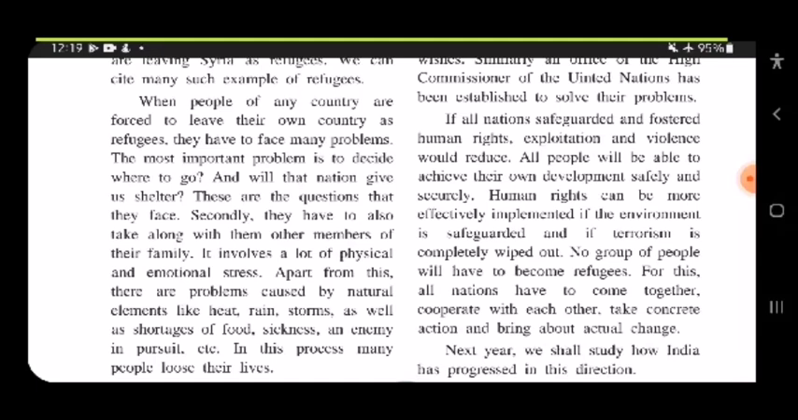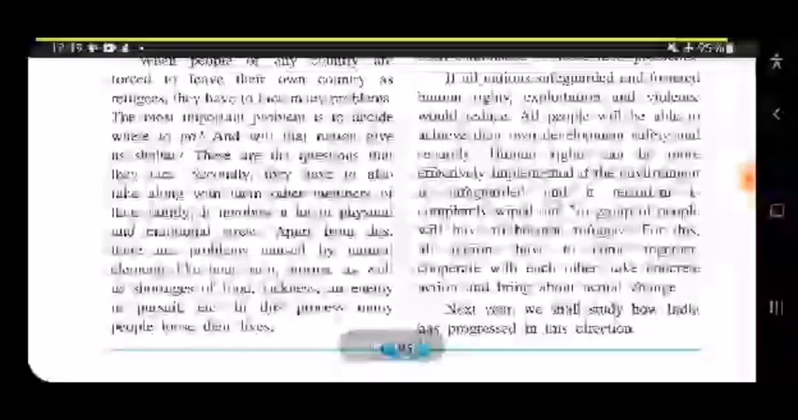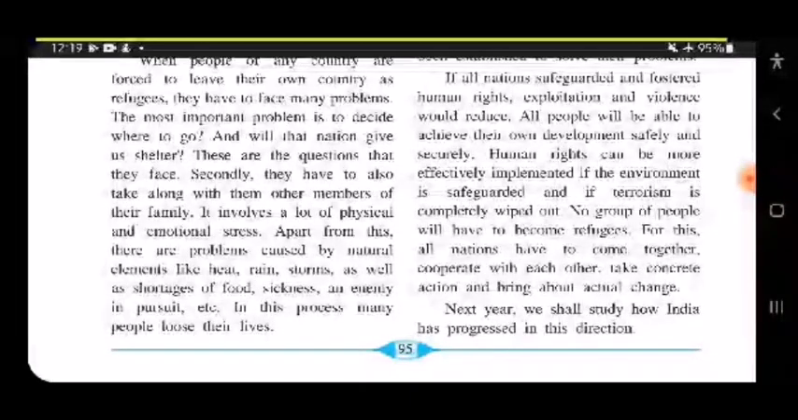Secondly, they have to also take along with them other members of their family. Means they can't go alone. They have to take the children, if they have their parents, right? They have to take everyone and settle over there. It involves a lot of physical and emotional stress. So they don't know what to do. A lot of stress comes upon them.